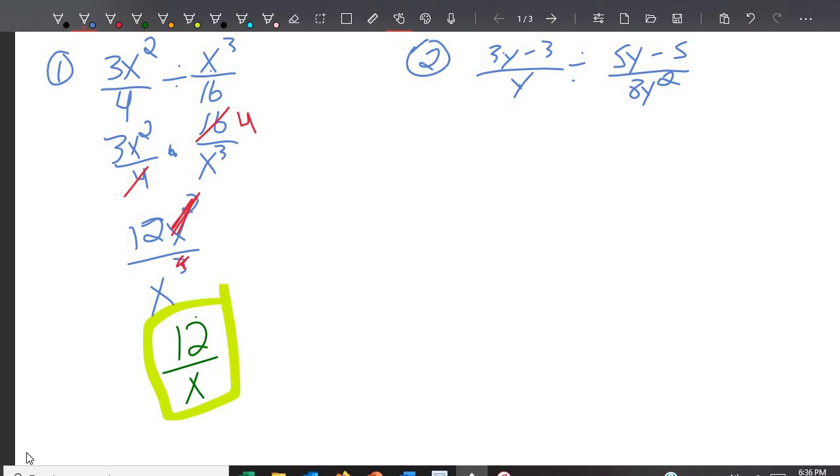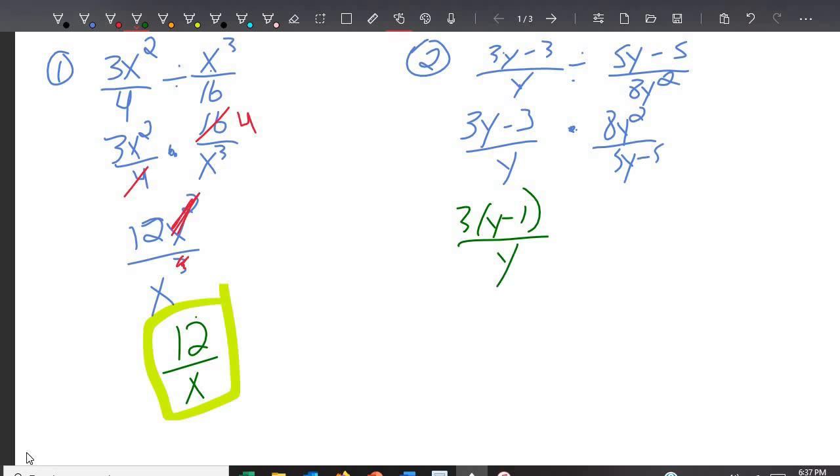Now, number 2, we're going to do the same thing. We're going to flip the second one, turn it into multiplication, but we're going to get the 8y squared up top and the 5y minus 5 in the bottom. Now, in this problem, we're going to have to factor everything we can. This first numerator we can factor out a 3. I can't do anything with the y. Can't do anything with the 8y squared.